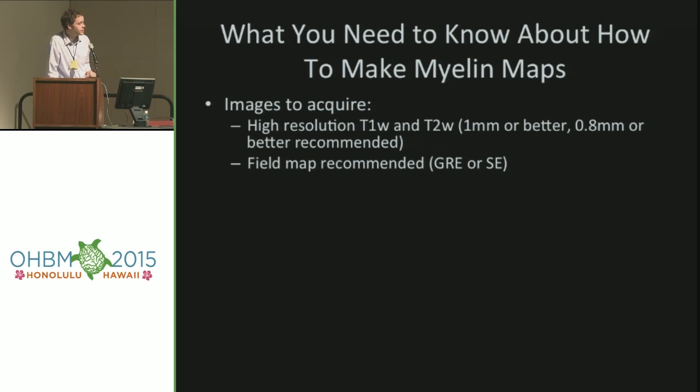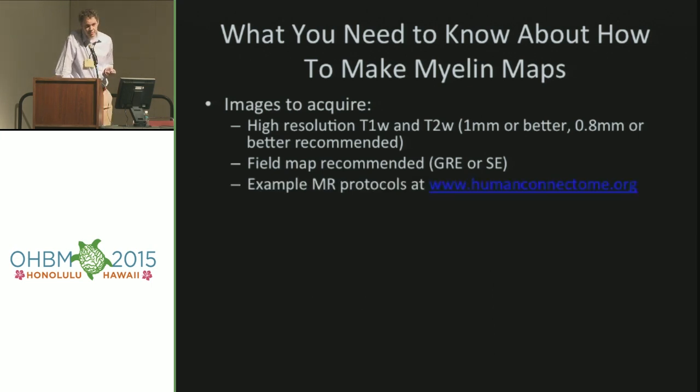It's recommended that you actually get a field map to help distortion correct these two images. The effect isn't huge, but when we're talking about myelin mapping in some areas, it makes a difference. It's not like fMRI, where it's a much bigger effect, though. And we have some example MR protocols posted on the Human Connectome Project website, which you can look up to see basically what contrast parameters you want to use to do this.